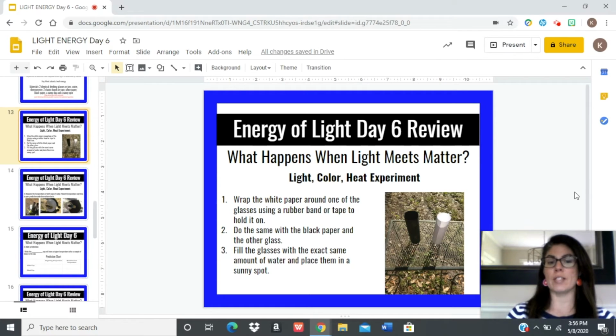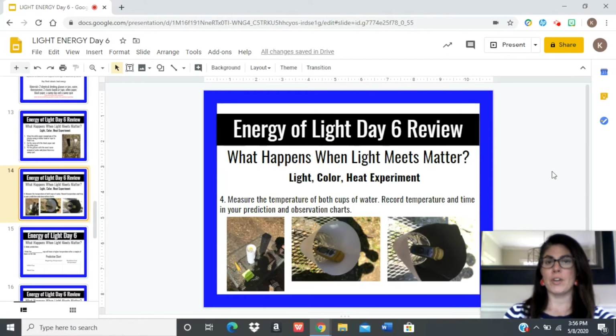When you fill the glasses with water, do not fill them all the way. In fact, do not even fill them halfway. If you fill the cup to about a third to a little bit less than halfway, your results will better show what I want you to see in this experiment. After you have your cups in a sunny spot, you're going to measure the beginning temperature of both cups of water. You're going to record this temperature and the time in your prediction and observation charts.